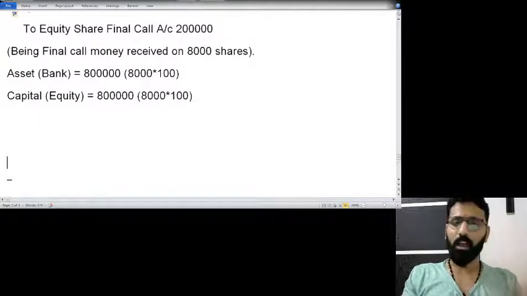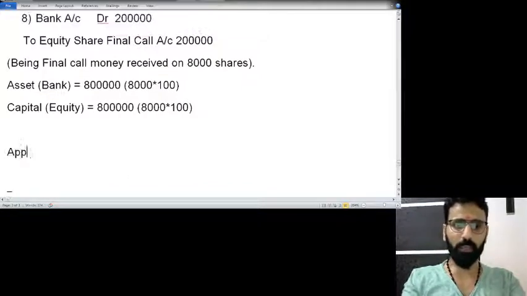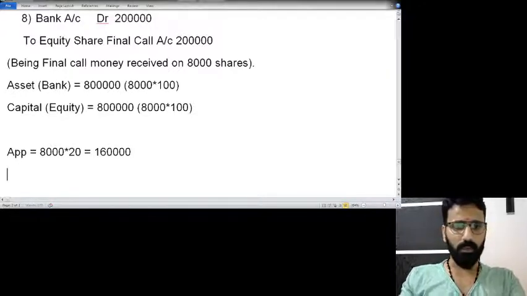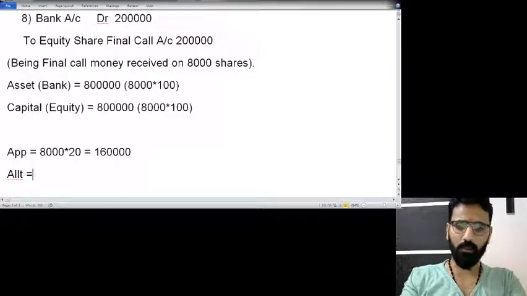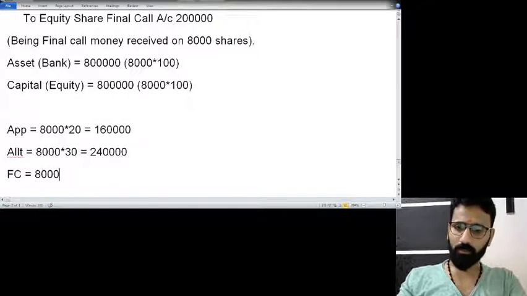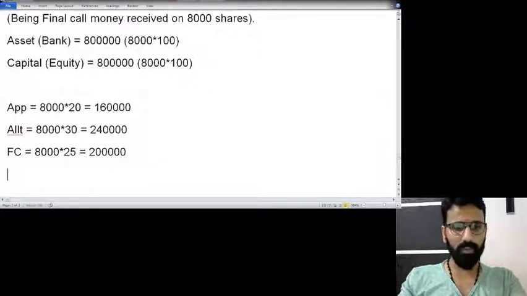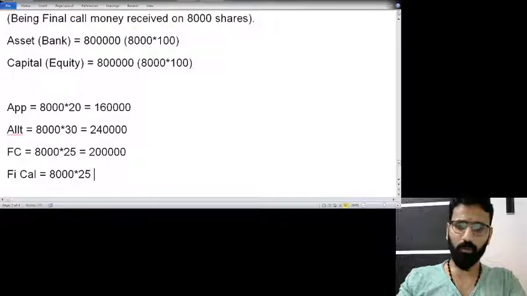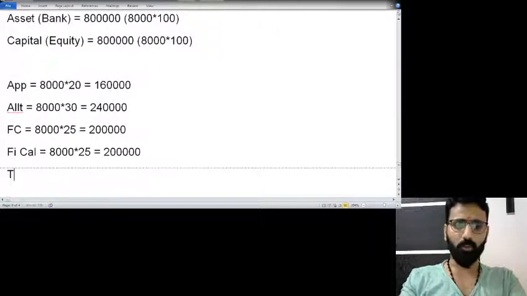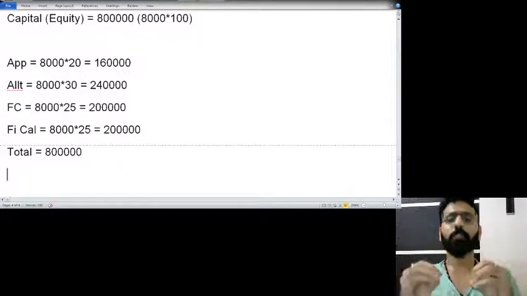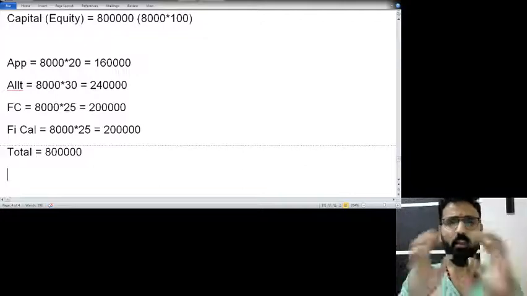Assets 8 lakhs. How assets 8 lakhs? 4 stages. Right, your application, you received 8,000 into 20, and your allotment, you received 8,000 into 30, and first call, you received 8,000 into 25, and your final call, you received 8,000 into 25, that is 2 lakhs, and total you received 8 lakhs, and the total 8 lakhs represents equity share capital. A very basic understanding of your accounting.